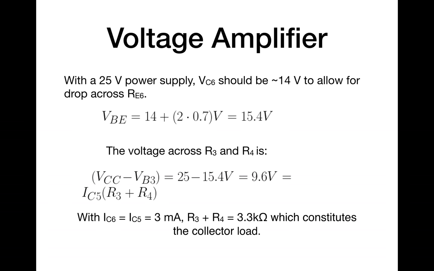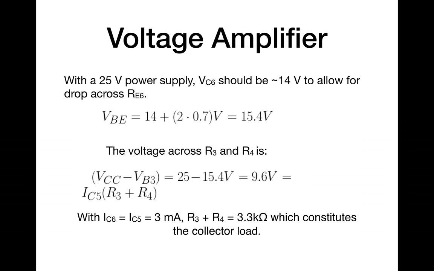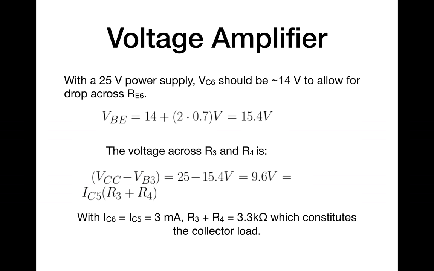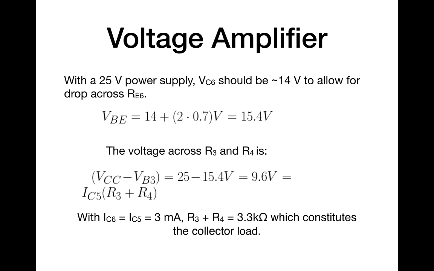So now the voltage amplifier, which is what's going to be basically driving this whole thing, we need to design so that we get maximum headroom given our power supply. VC6 is the collector voltage of TR6. VC6 should be around 14 volts or so to allow for voltage drop across its emitter resistor, RE6, plus the VBE of TR1 and TR3, which is 2 times 0.7 again. So that voltage really should be like 15.4.